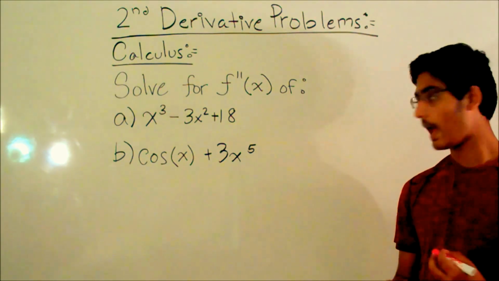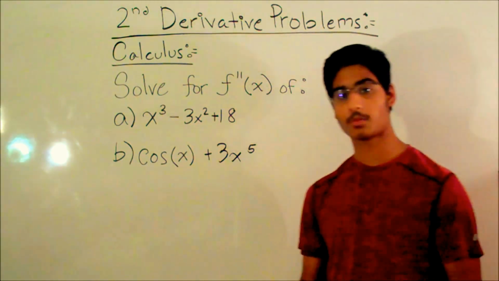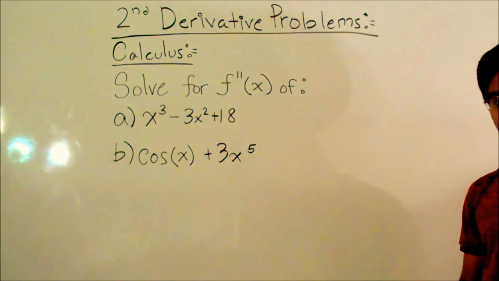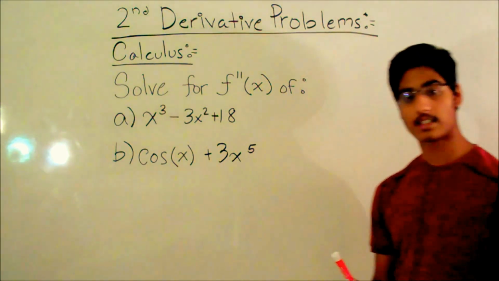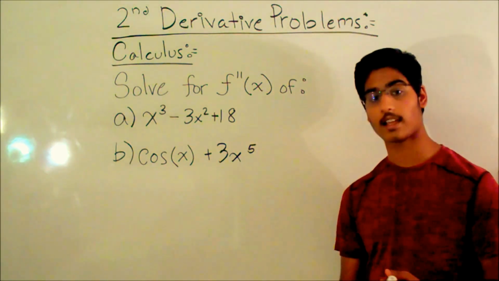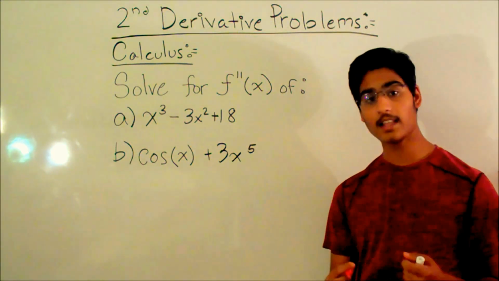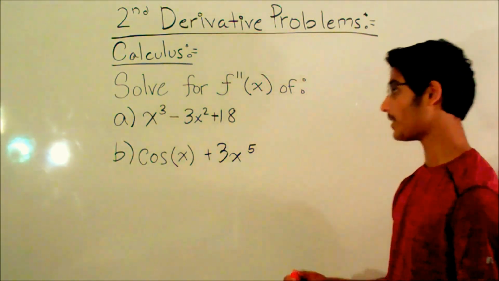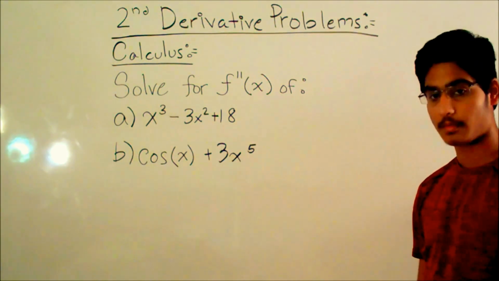So before we get started, let's first go over what a second derivative is, how we find it, and what it tells us. First, the second derivative is the derivative of the first derivative. The second derivative tells us the concavity of the graph, and to find it, we just take the derivative of the first derivative. So let's do that with problem A.